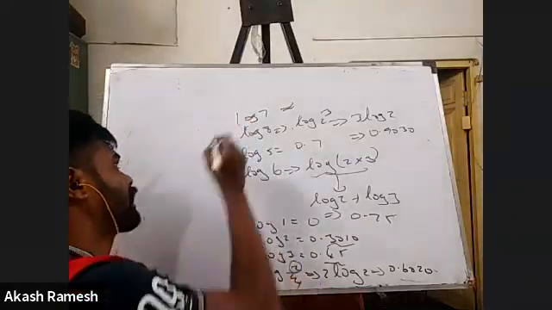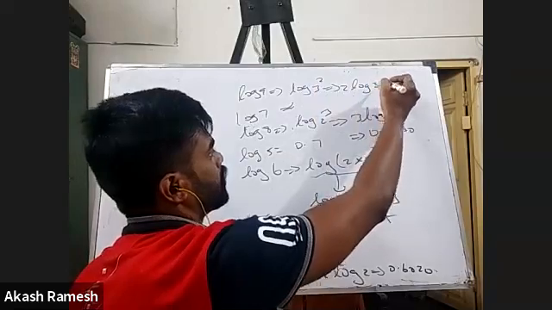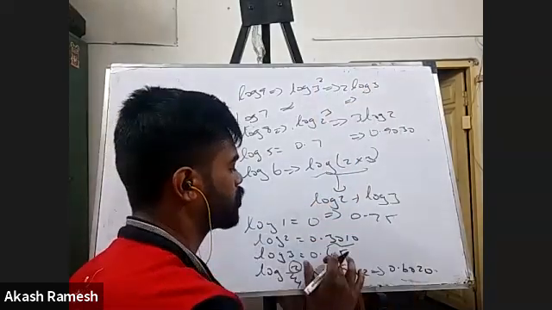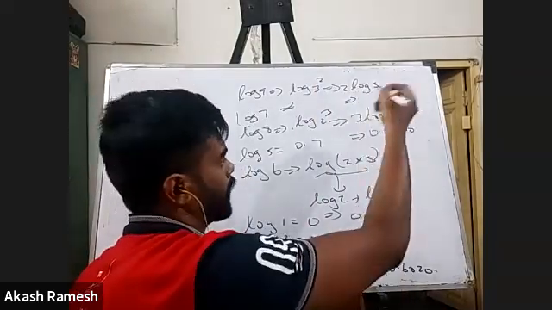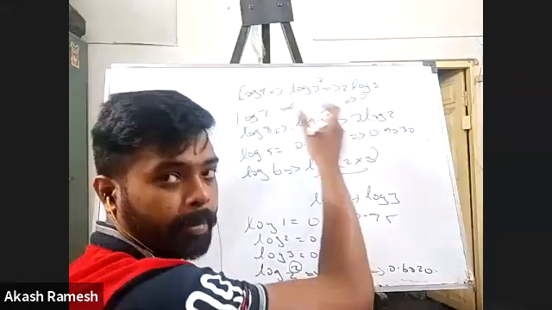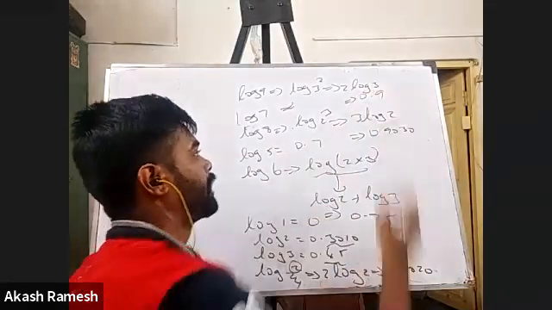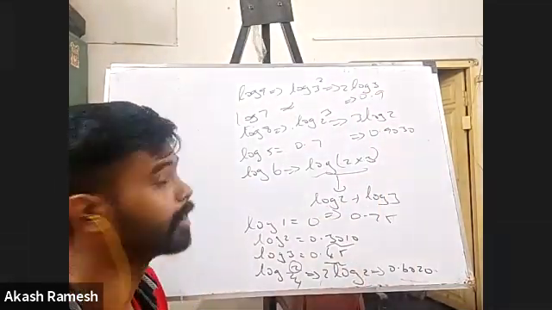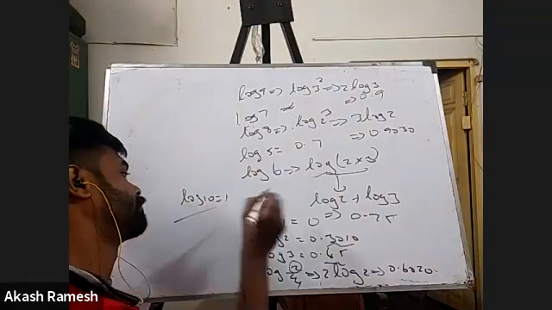And log 9, how can I write? 2 log 3. Correct. So this is basically log 3 squared, which I can write as 2 into log 3. Log 3 is basically going to be 0.45, so 2 into log 3 will become again 0.9. You can ask me, sir, how log 8 and log 9 are same. There will be a difference, you're doing it approximately, so you can keep it as 0.9. And lastly, log 10 value is 1.